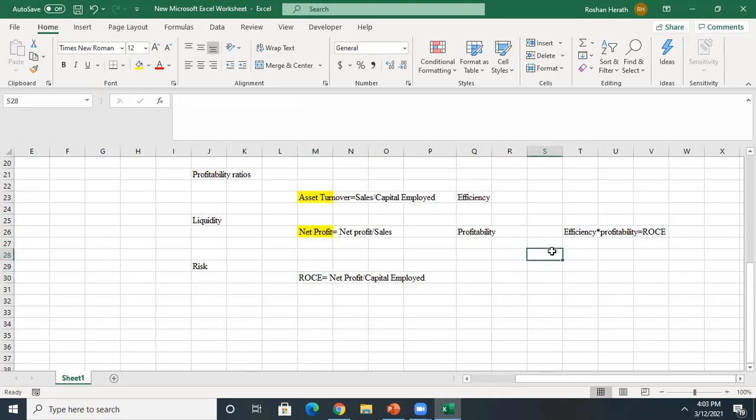Let's try that. Asset turnover, sales, there you have the capital employed.